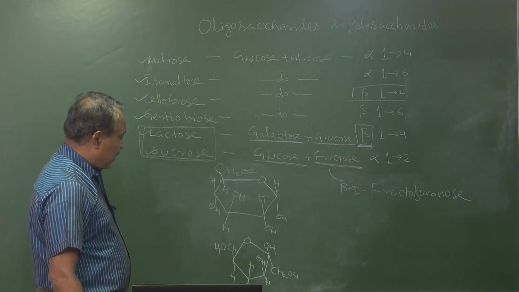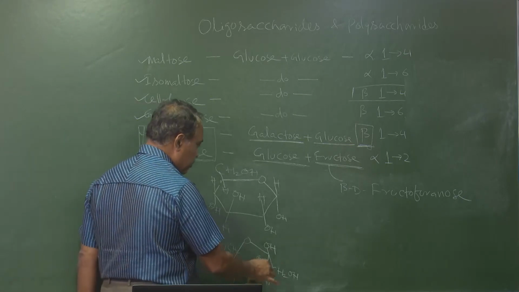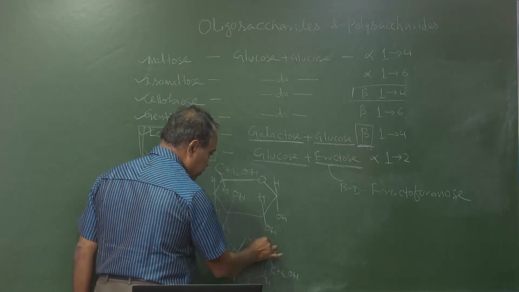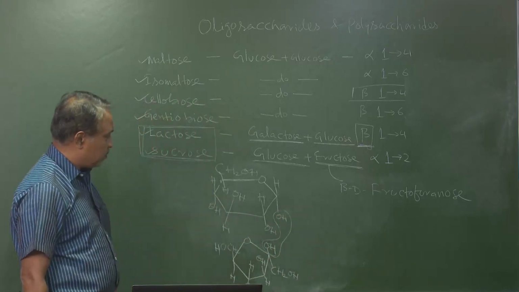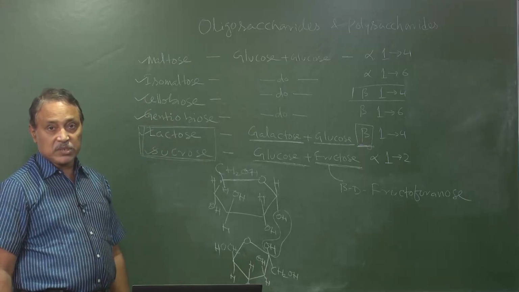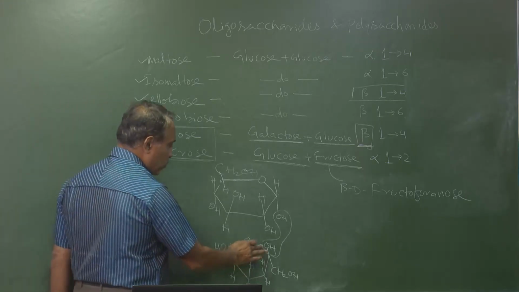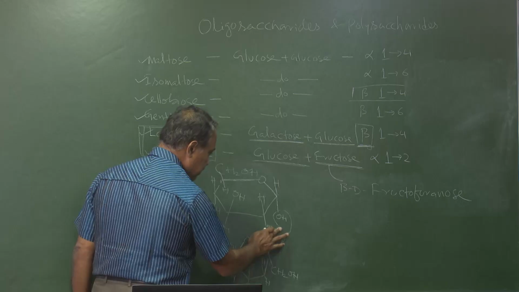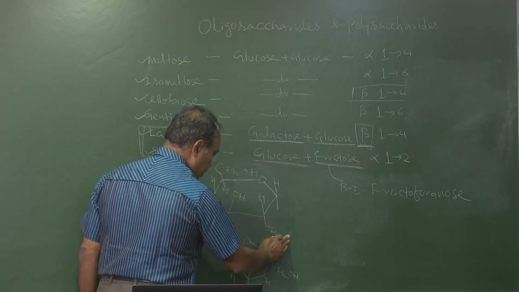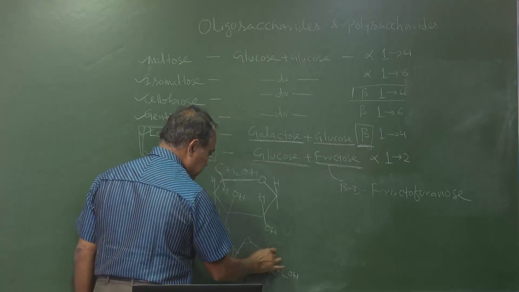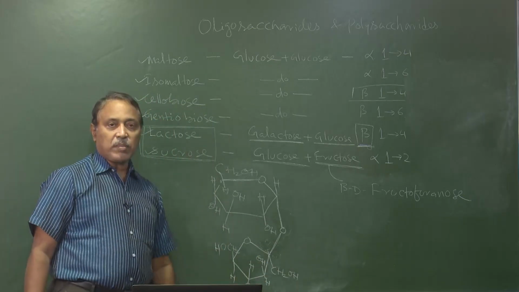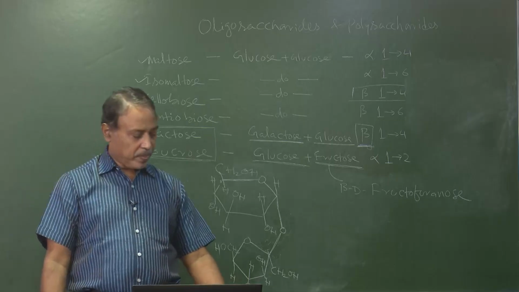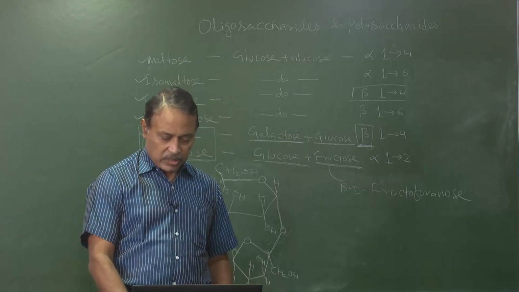So this is our fructofuranose, and the reaction will be between these two hydroxyl groups. Reaction will take place between these two hydroxyl groups. So we will have this one. One water molecule is always getting removed. So this is our sucrose, found in the cane sugar.